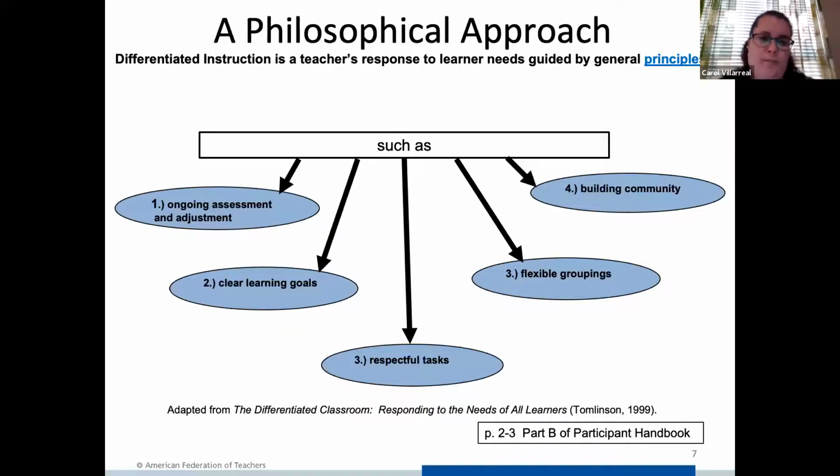What really stands out for me is the ongoing assessment. It's not just one assessment. You're doing assessment all the time to make sure that you're differentiating their instruction as it's needed.